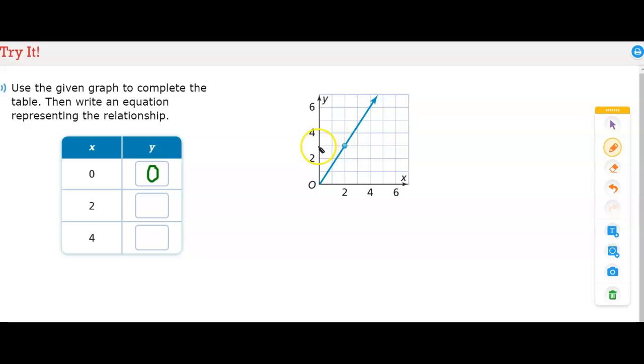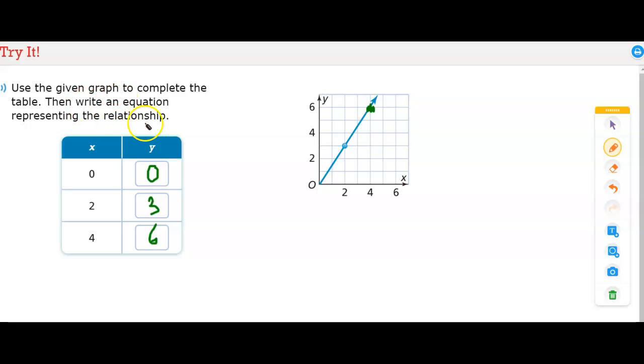Then we look to the left, and we see that that point on the y-axis is between 2 and 4. So our value is 3. Then we look at the graph again, and we look at the next point we can place on that line, and it's at 4 on the x-axis. Then we look at the y-axis to the left, and that number on the y-axis is 6. So the next value in our table will be 6.